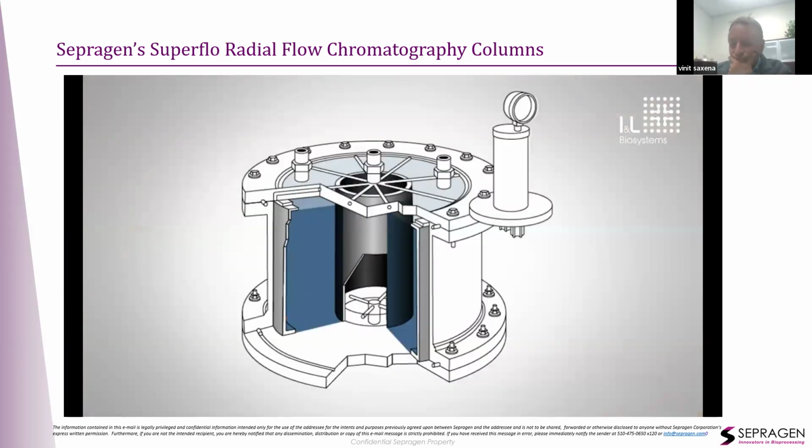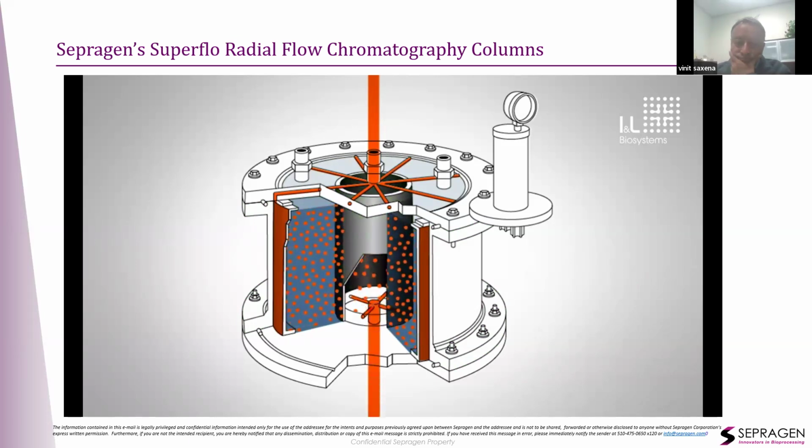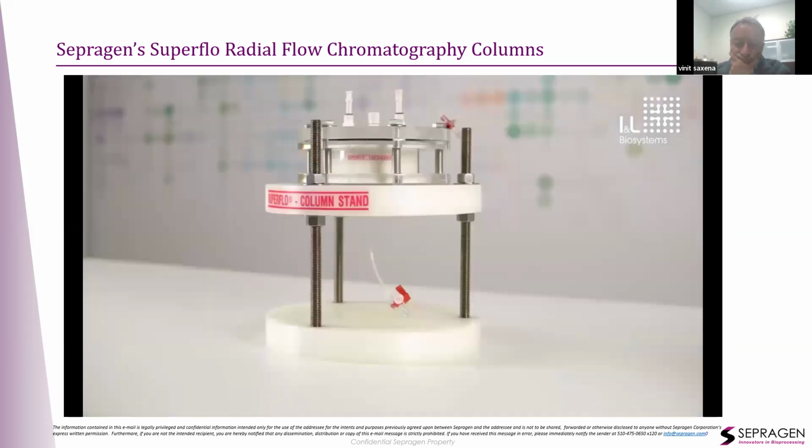Unlike a traditional axial column, the sample is applied along the outer wall between the outer column frit and column body. The outer frit contains one or two porous concentric cylinders. The eluent and the sample will enter the chromatographic bed through the outer frit and travel through the column horizontally. It is then collected inside the inner frit and eluted through the bottom outlet. Using the Superflow radial flow technology, the bed height is calculated as the distance between the outer and inner frit.